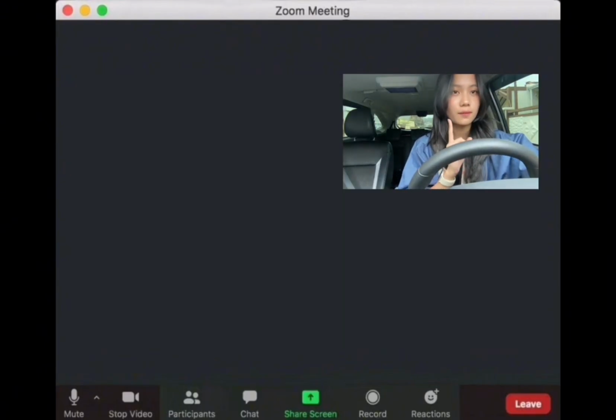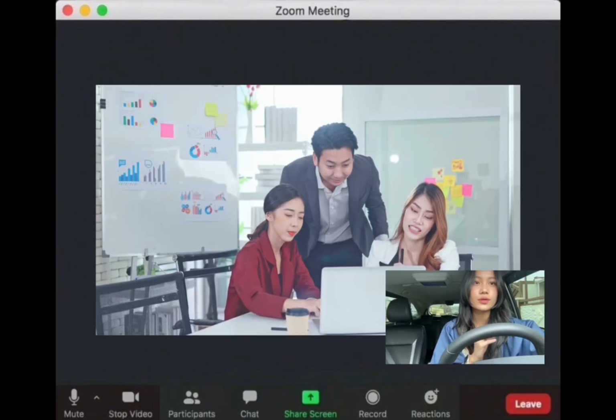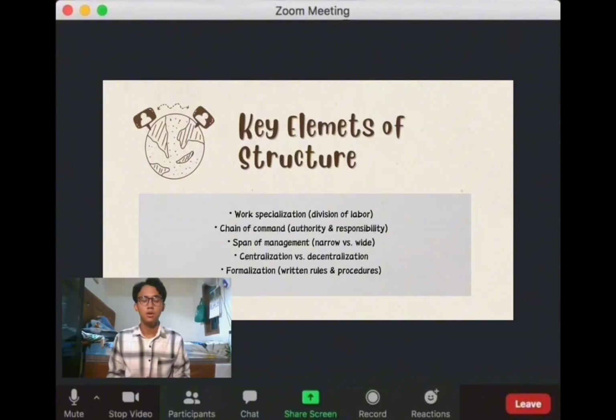Okay, next we're going to talk about techniques for better group decisions. The first one is brainstorming, which encourages idea generation without immediate evaluations. The second one is the devil's advocate method, which assigns one member to challenge assumptions and prevents groupthink. And the third one is electronic brainstorming, where technologies like digital platforms or AI tools allow anonymous input, reducing bias and dominance issues.